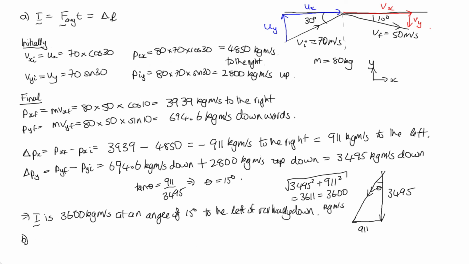And then in part B, we're asked to calculate the magnitude of the average force. So to do that, we'll be using this part of the impulse equation here. So we've got that the magnitude of our average force is going to be equal to the magnitude of the impulse divided by time. And so this is equal to 3,600 divided by the time of the collision, which is 14 times 10 to the minus 3 seconds. So this is equal to 2.57 times 10 to the 5, which is equal to 2.6 times 10 to the 5 newtons.